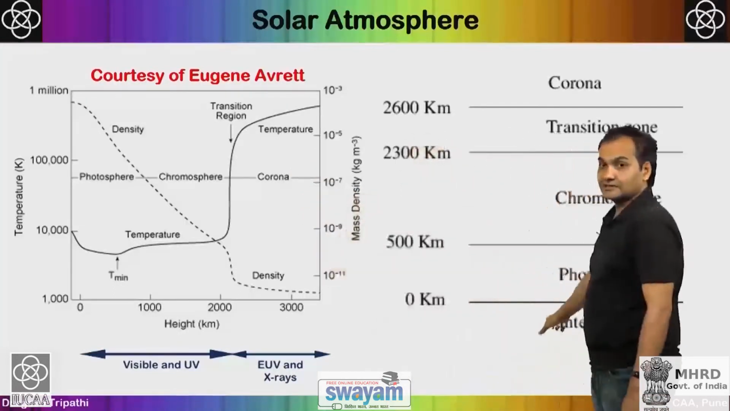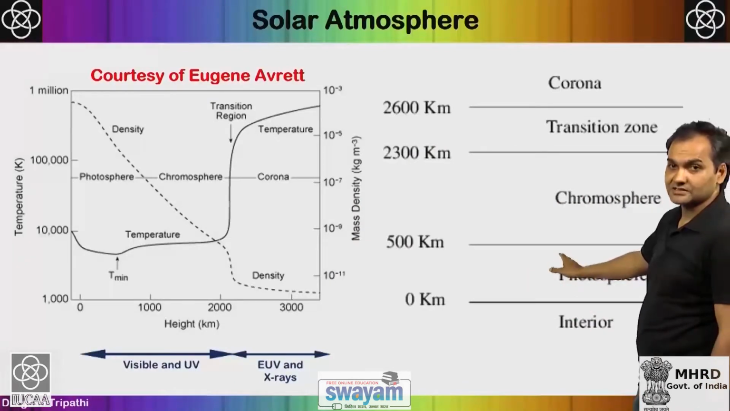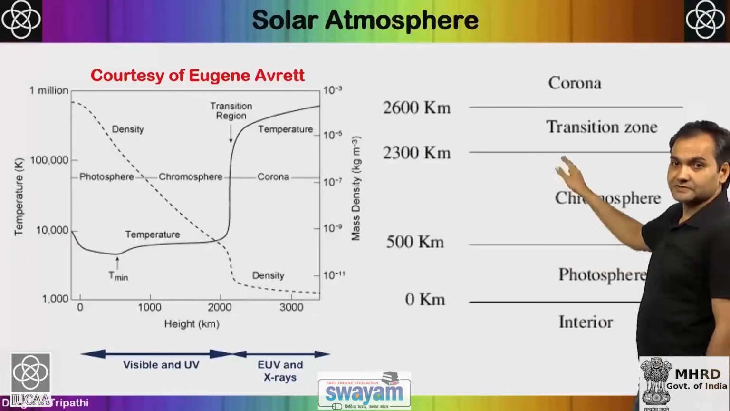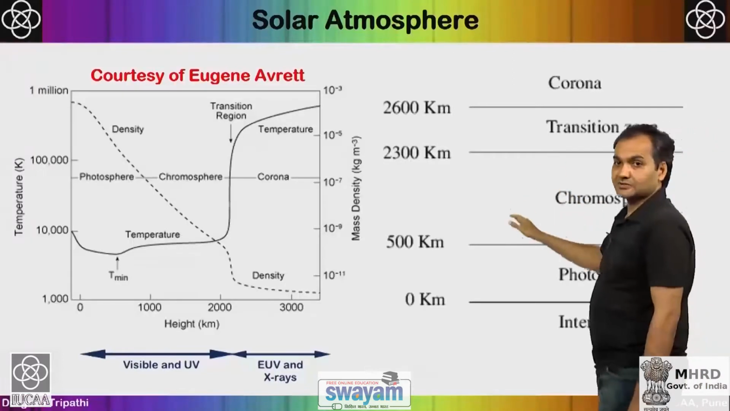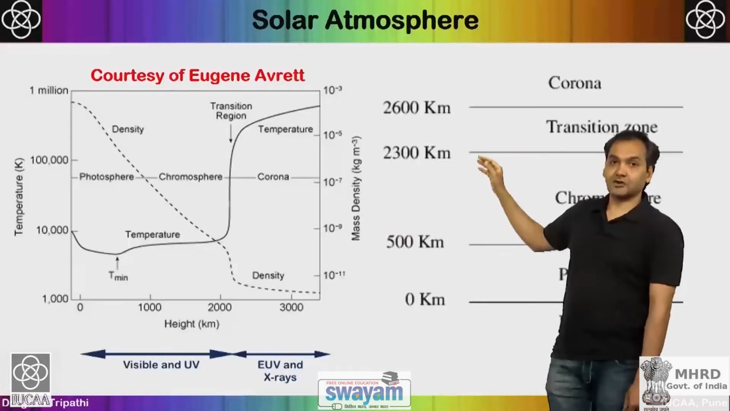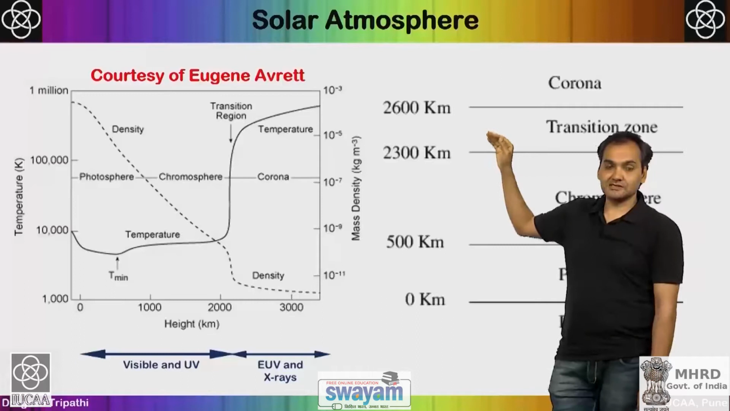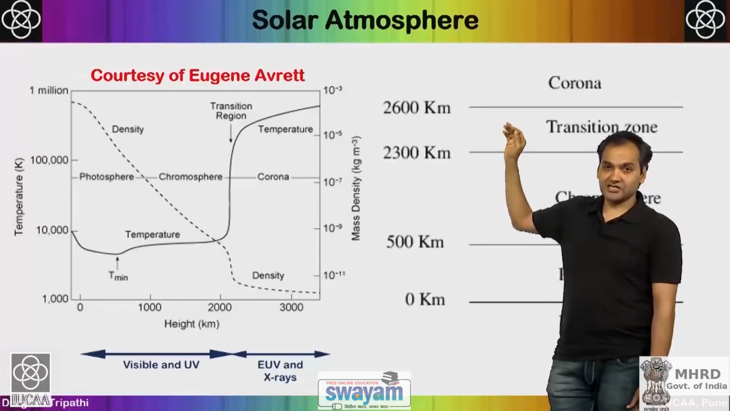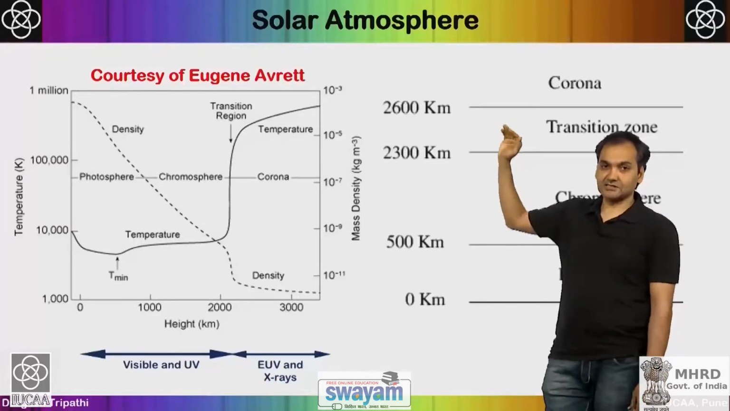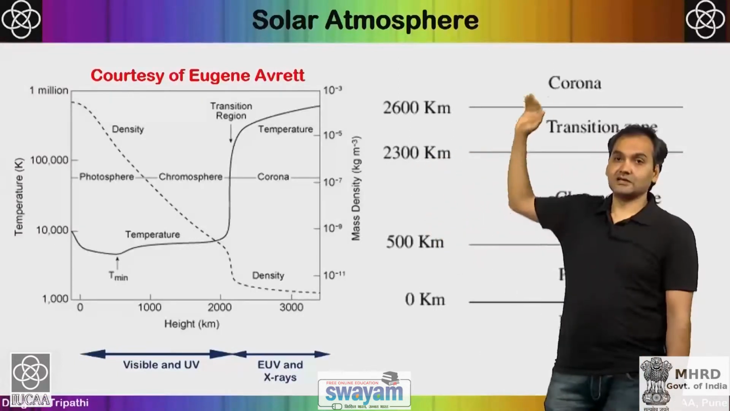Look at the height. The photosphere is roughly around 400 to 500 kilometers, and then above the photosphere about 2,000 kilometers is what we call the chromosphere, and beyond that about 100 kilometers is a thin region where the temperature and density both are steeply changing. So, temperature is steeply increasing, the density is steeply decreasing, and then that goes into the transition region, and above that is the corona.